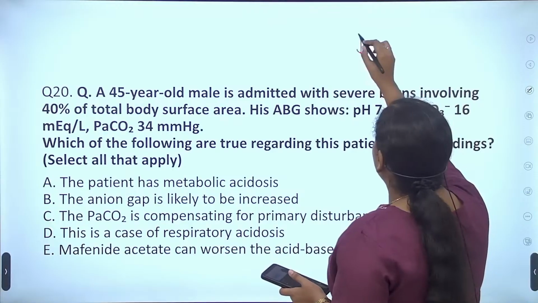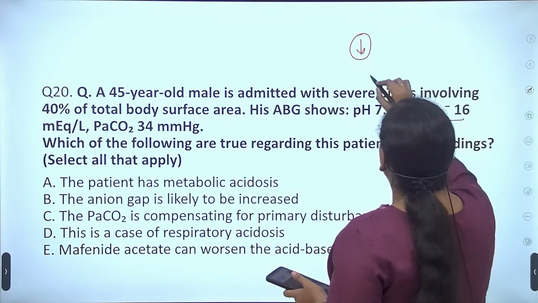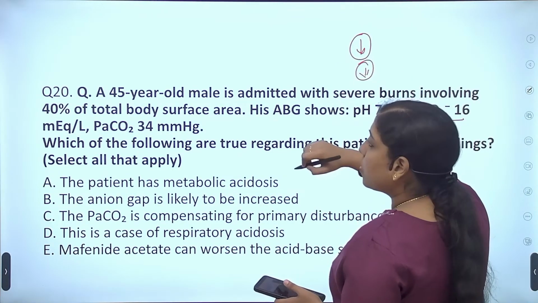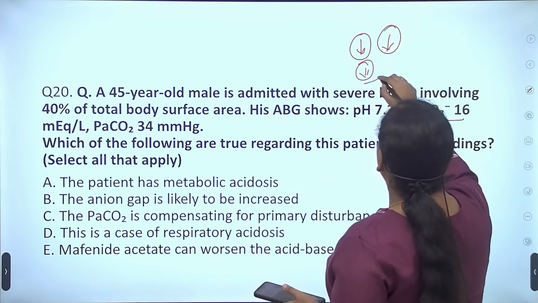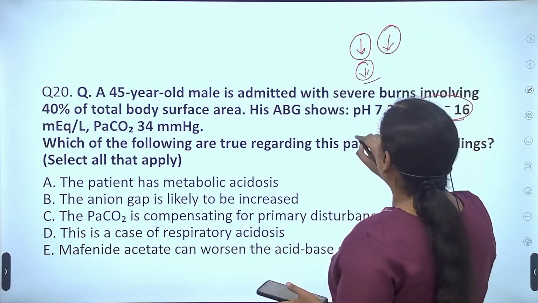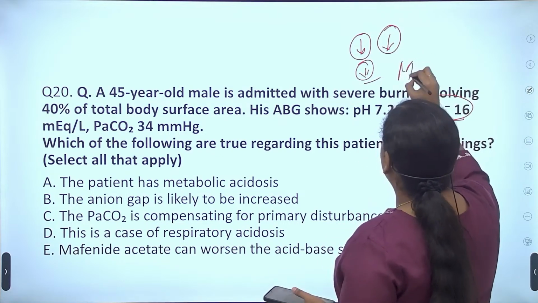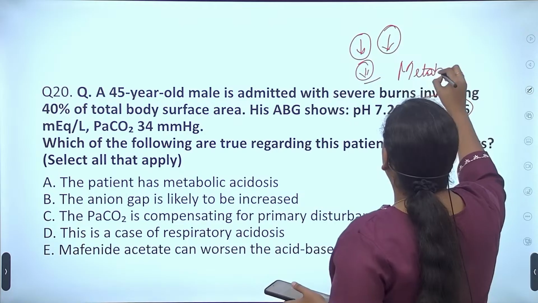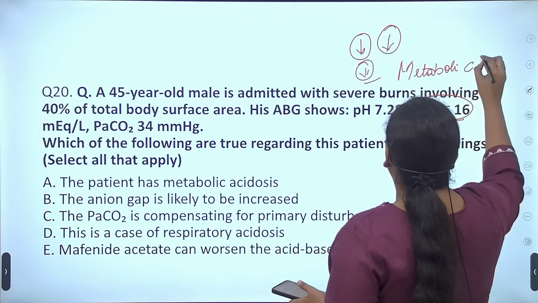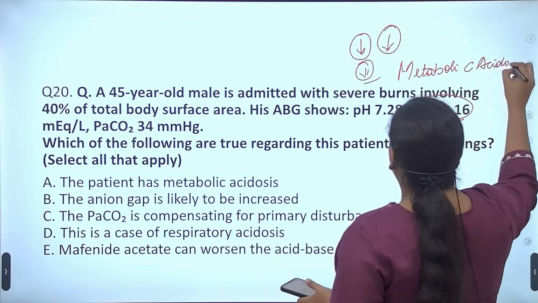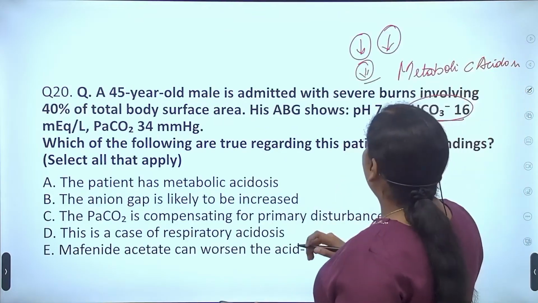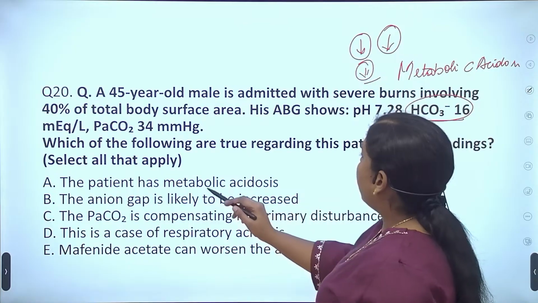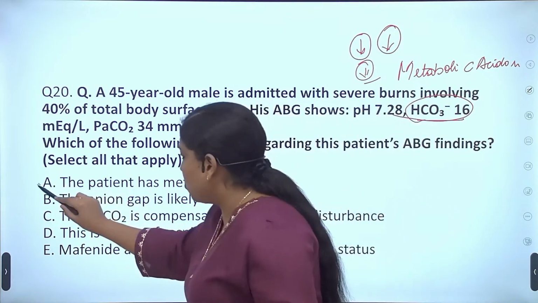pH is reduced. HCO3 is also reduced. PaCO2 is also reduced. So they are going in the same direction, HCO3 is also reduced. It is a metabolic acidosis. And the patient has metabolic acidosis, correct answer.